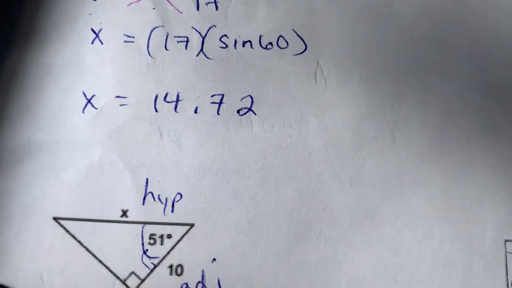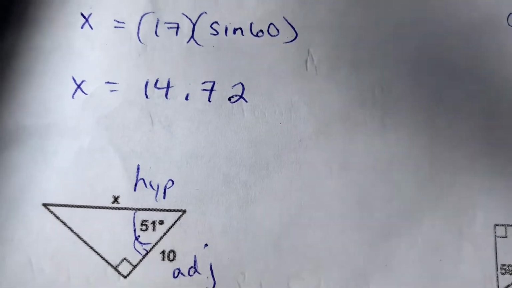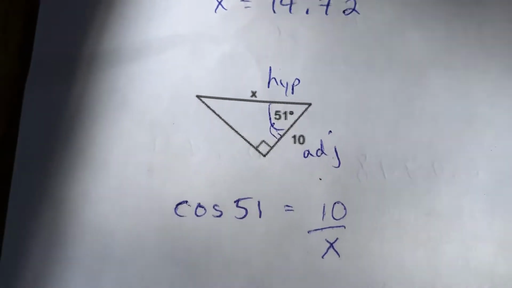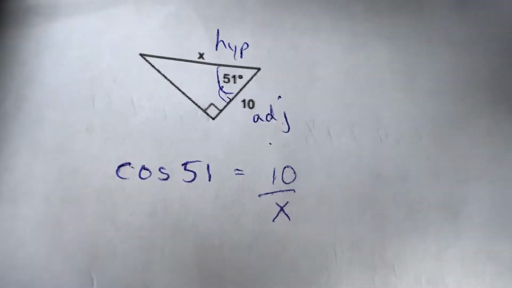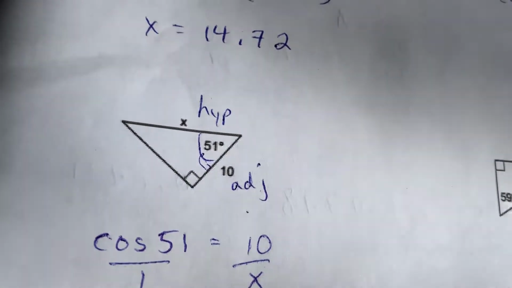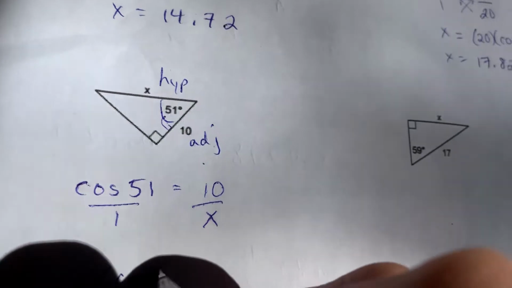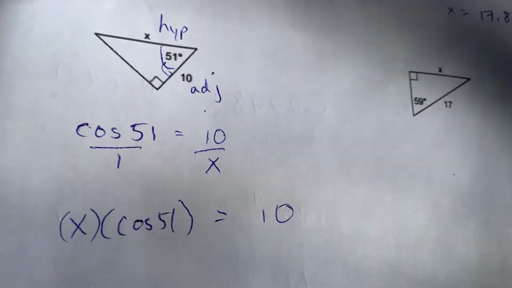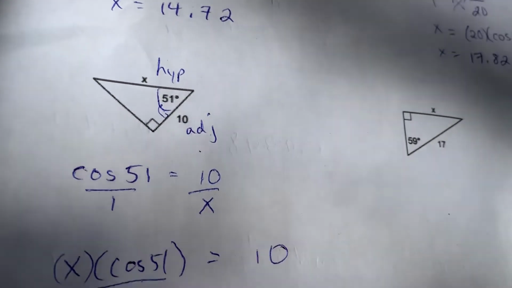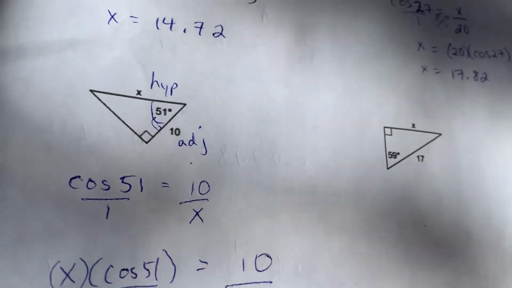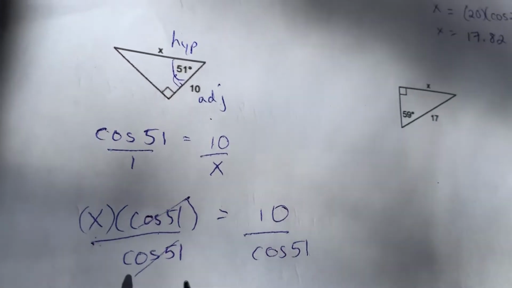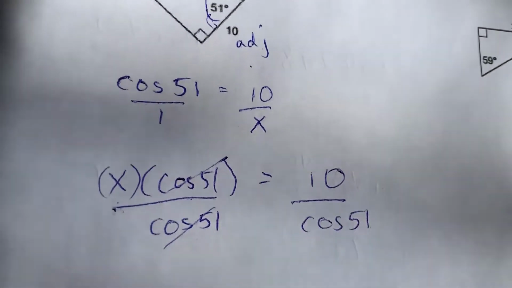Okay, so I'm going to say cos 51 equals adjacent over hypotenuse. So this is a little trickier because now when I cross multiply, remember we always like to get numbers on one side and letters on the other side. So if I cross multiply here, I'm going to take x times cos 51 equals 10 times 1, which is just 10. Now, I'd still like to get x on its own, so I have to divide both sides by cos 51. And as we know, whatever's on top and the bottom of a fraction, they're going to cancel each other out. So I'm left with x equals 10 over cos 51, which is beautiful.